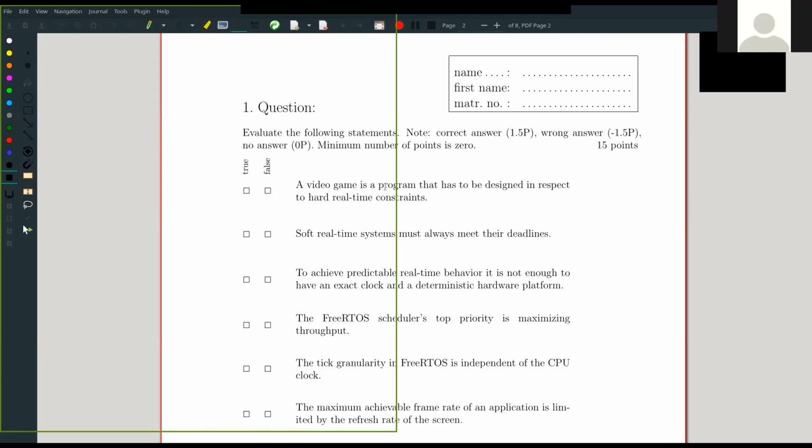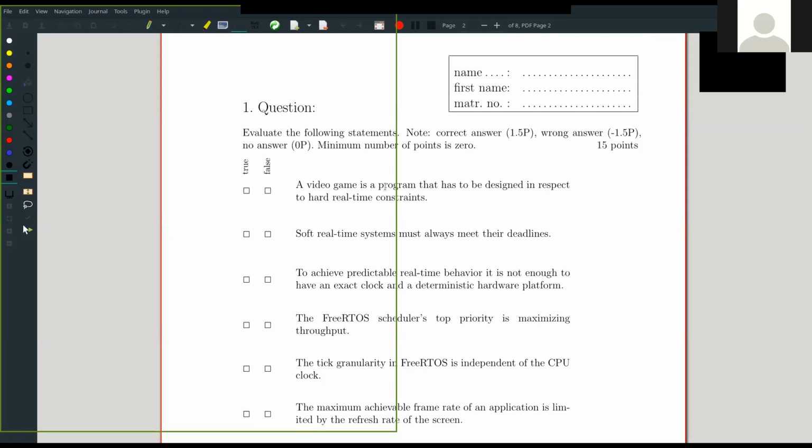Okay. I can also ask you guys if you have an idea whether it's true or false. The first one: a video game is a program that has been designed with respect to hard real-time constraints. False. Yes. And what's hard real time? Applications in which meeting deadlines, meeting time points, is absolutely necessary. It's actually the definition.